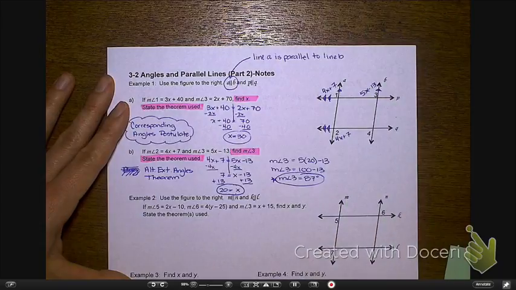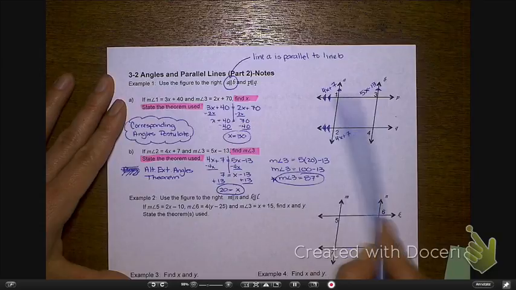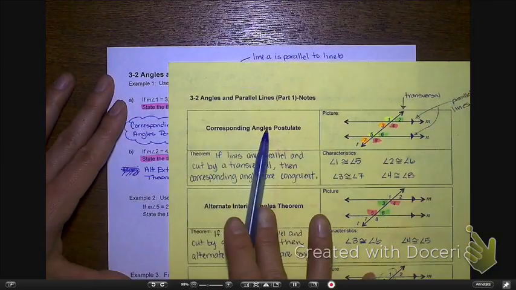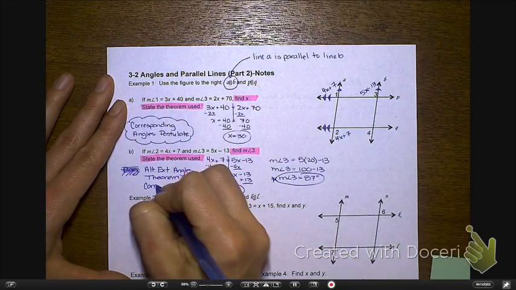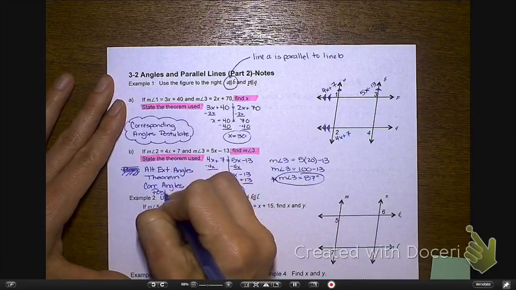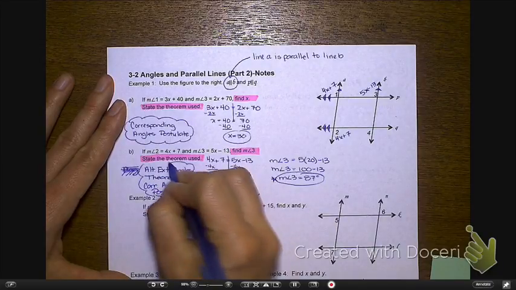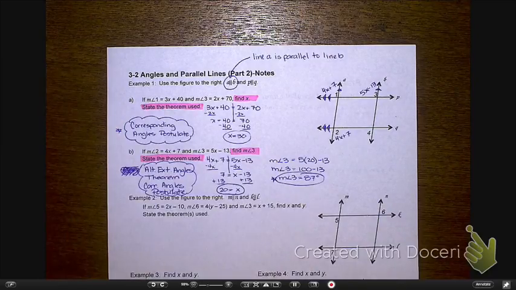Now, what did I do? What theorem did I use when I compared these two? Corresponding, and what was it? Actually not a theorem, it's corresponding angles postulate, okay? So, it is the corresponding angles postulate. Okay? And so these are my two theorems or postulates that I use to help me. Okay, does that make sense why I have two there instead of one? Because I had to do that extra step on that one. Okay?